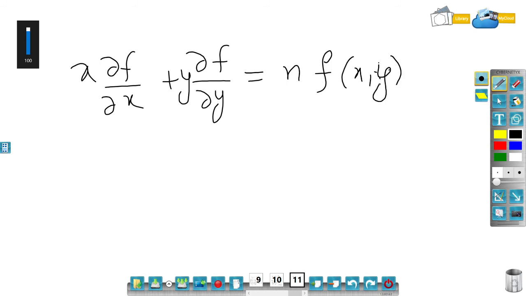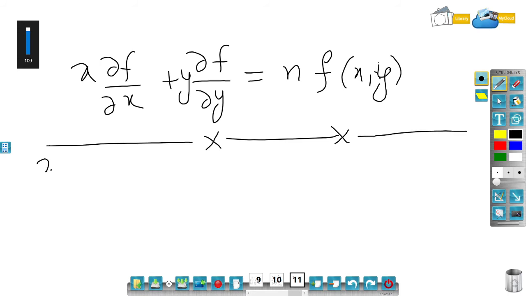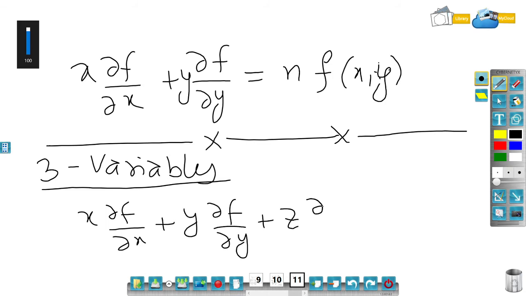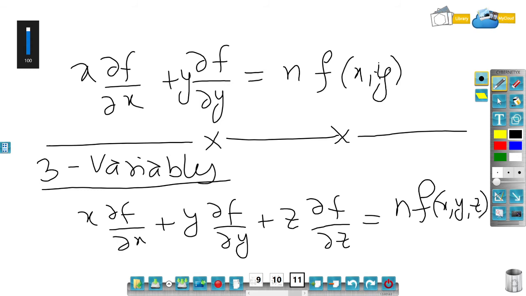So this completes the proof of Euler's theorem. One can easily prove it in higher dimensions. So for three variables, it is x dou f by dou x plus y dou f by dou y plus z dou f by dou z is equal to n times f of x comma y comma z. One can generalize, so this can be proved. This is a very good homework you can try at home.